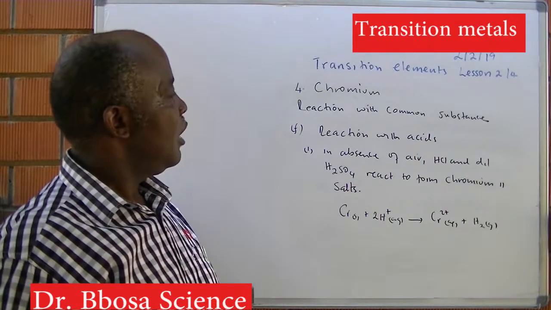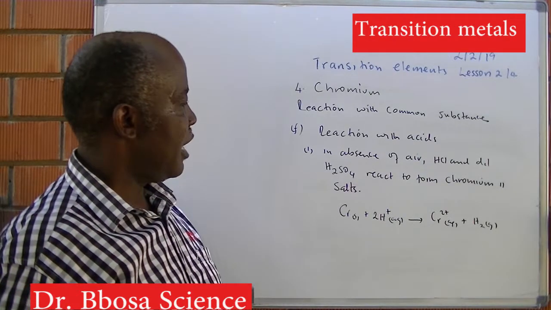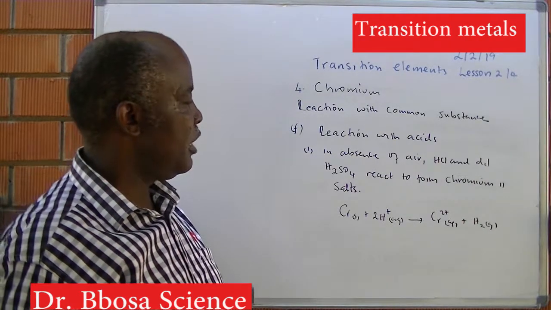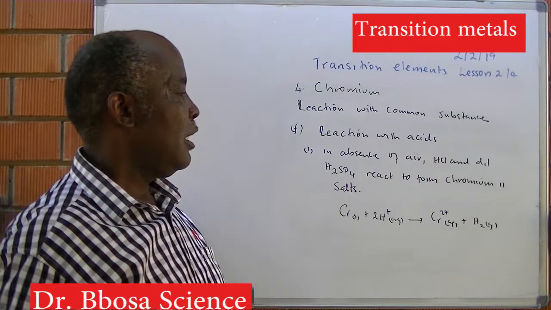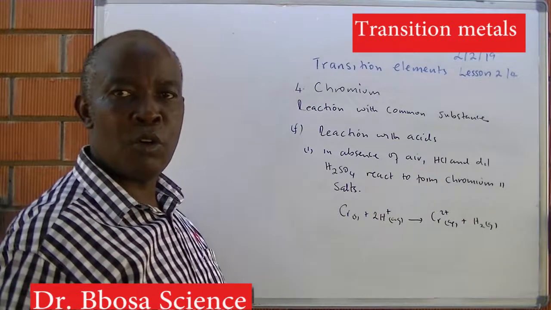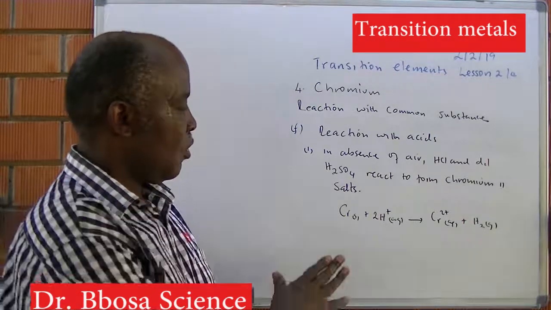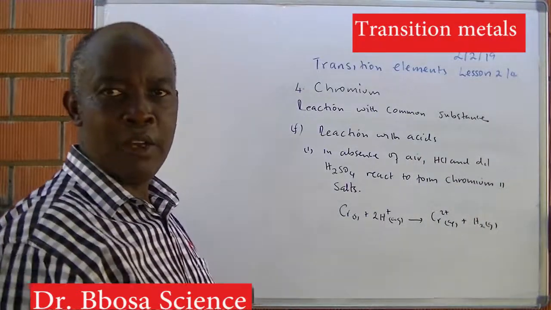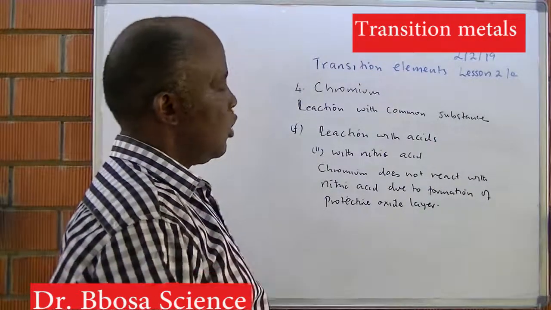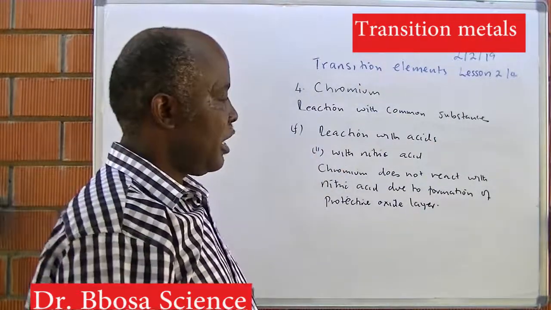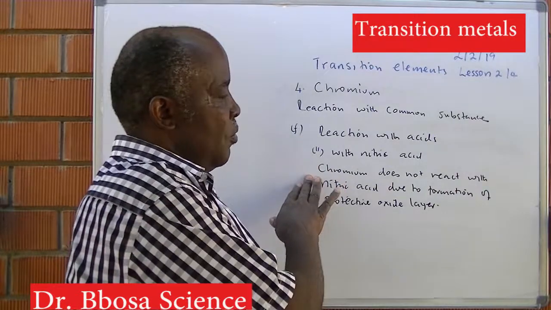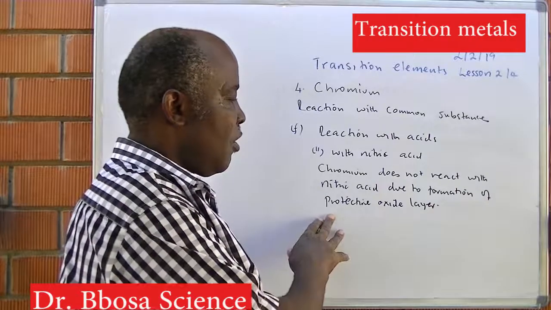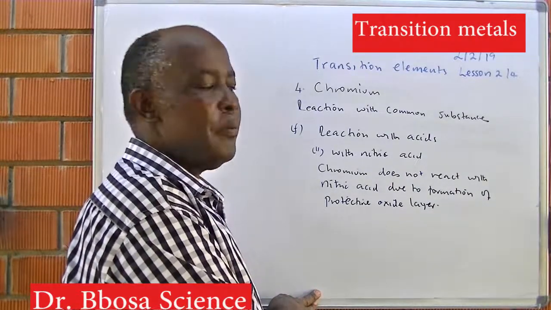F. Reaction with acids. In the absence of air, hydrochloric acid and dilute sulfuric acid react to form chromium(II) salts. Chromium plus an acid, you get chromium(II) salts plus hydrogen. Reaction with nitric acid: chromium does not react with nitric acid due to formation of a protective oxide layer.